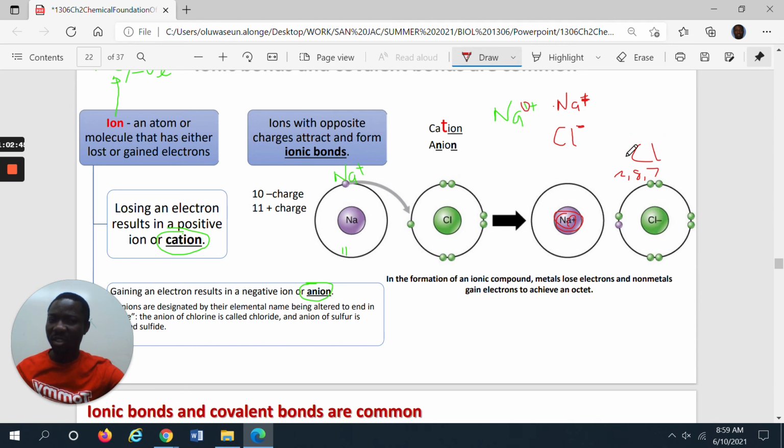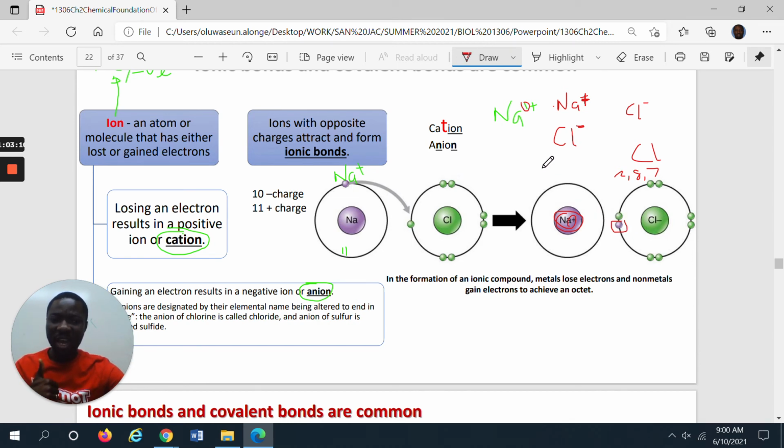So if it is just Cl and I see Cl, I will say, oh, that's chlorine, 17 electrons. But no, it has 18 electrons now. The moment I see Cl minus, it tells me that chlorine has gained 1 electron from someone else, from another element. Does that make sense?